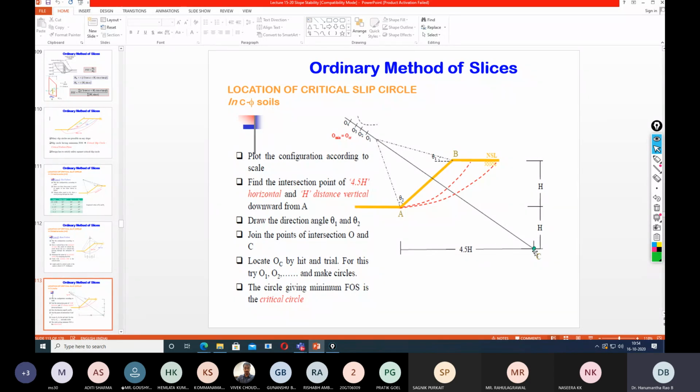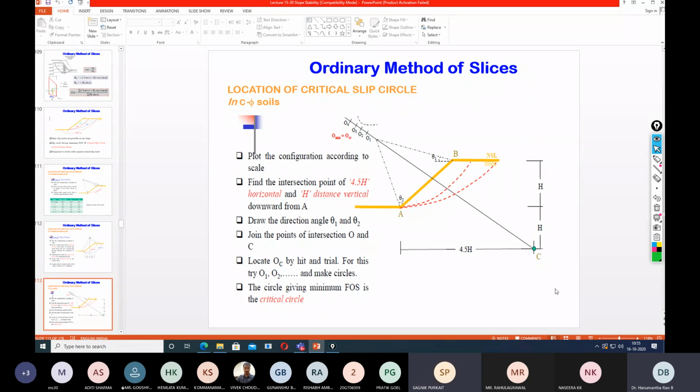Another point they try to identify is approximately at a depth of 2H and a width of 4.5H. I do not exactly know what is the significance of the point C, but this is the procedure they proposed. This 4.5H and 2H values they have assumed, based on their practical experience. It is a fixed value, correct.